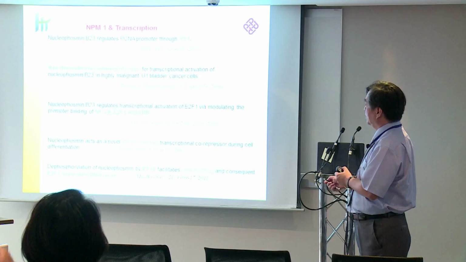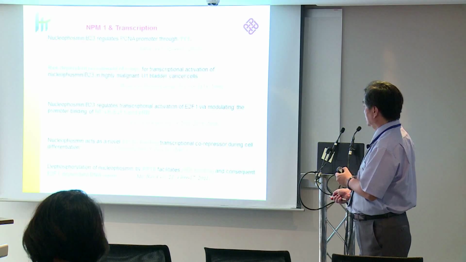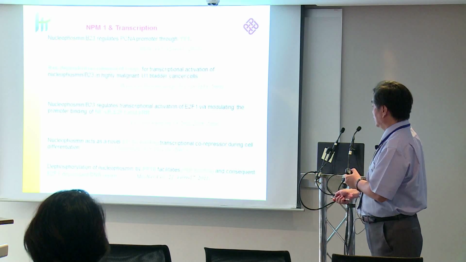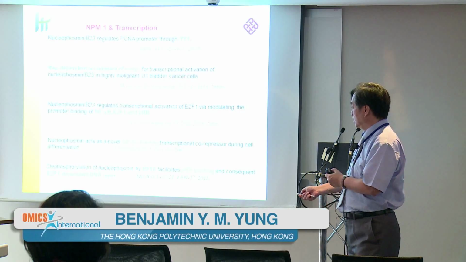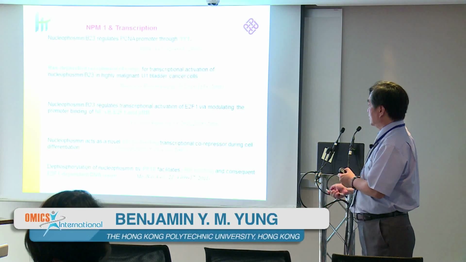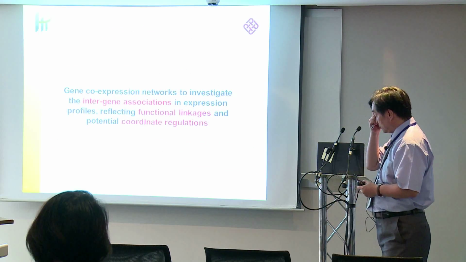We also found that NPM1, B23, is involved in transcription regulation. B23 is a novel AP2 alpha binding transcriptional co-repressor during cellular differentiation. Also, phosphorylation of B23 by PP1 beta facilitates RB binding and regulates E2F1 dependent DNA repair. So a lot of studies have been done on NPM1 over the last 30 years.